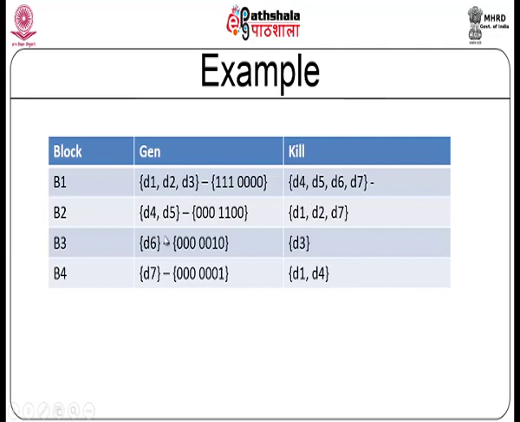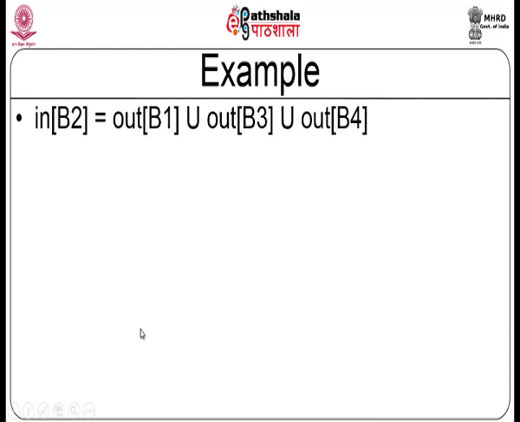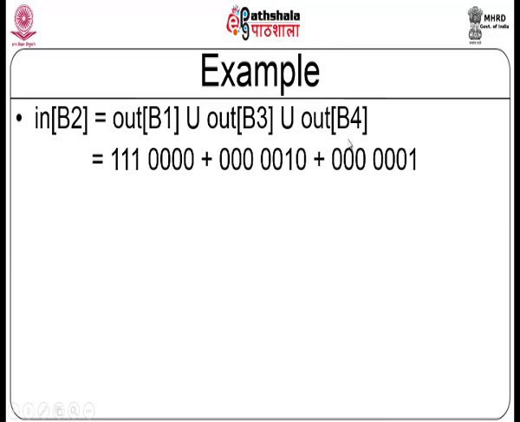Now, this is given as input to the algorithm for computing reaching definitions. As I have already told, in of B2 is nothing but out of B1 union out of B3 union out of B4. Now, union is typically looked upon as an OR operator and subtraction is looked upon as a combination of intersection and complementing operator. That is, A minus B is nothing but A intersection B complement. Okay. Intersection is actually an AND operator and union is nothing but an OR operator.